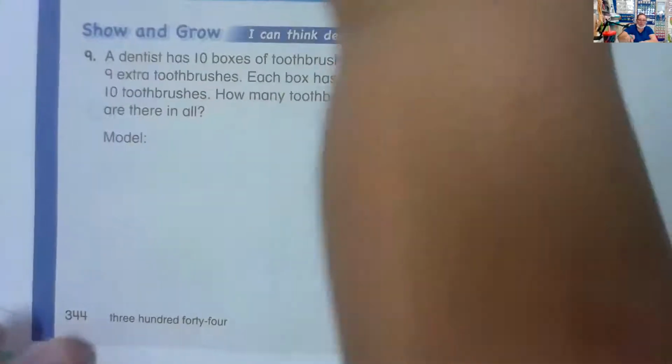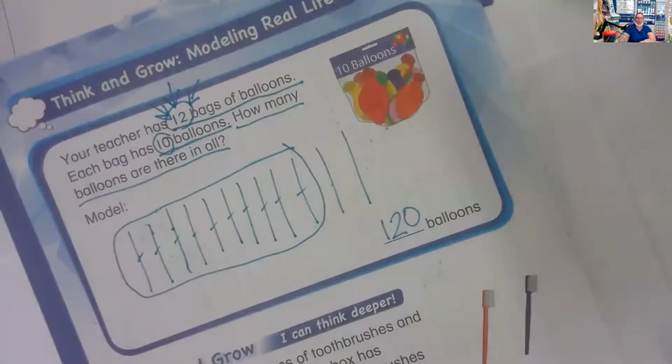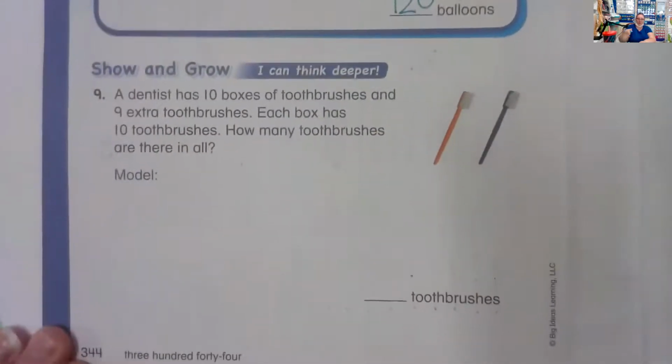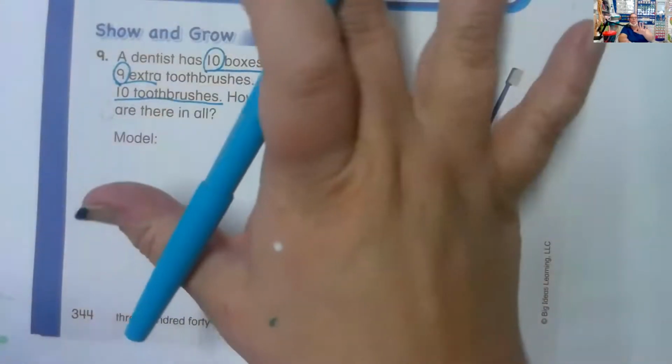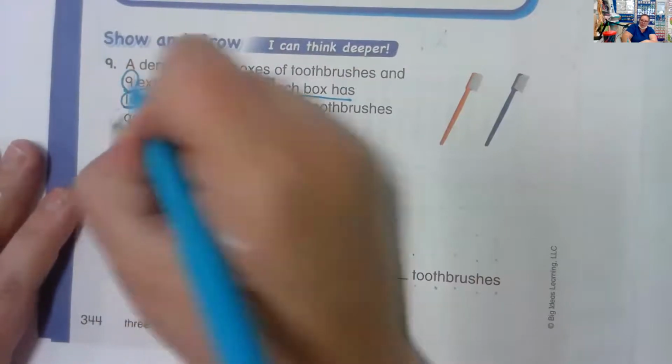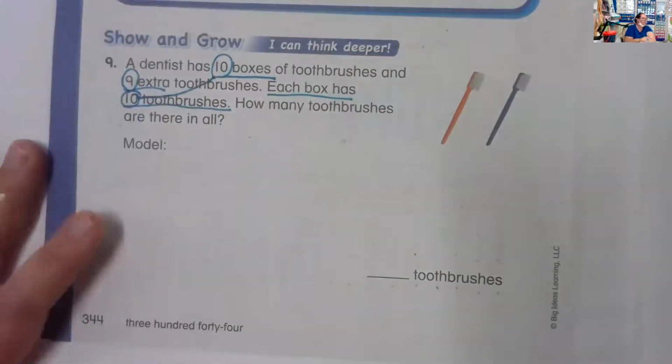So what do we know? There are 10 boxes of toothbrushes, and 9 extra toothbrushes. And how many are in each box? Each box has 10. So we have 10 boxes of 10.